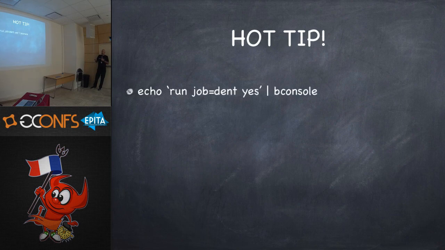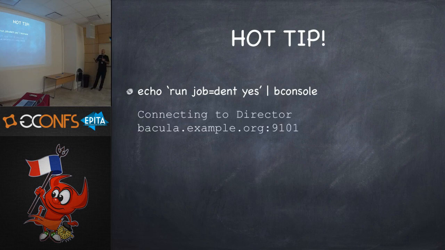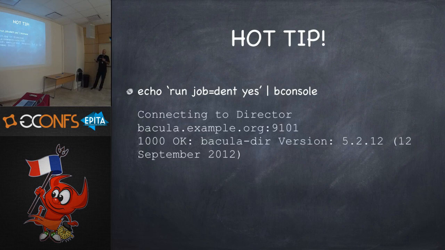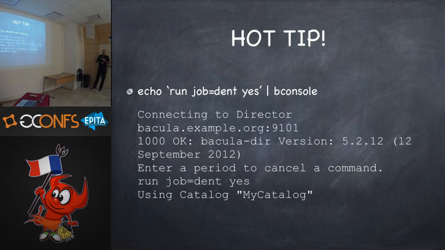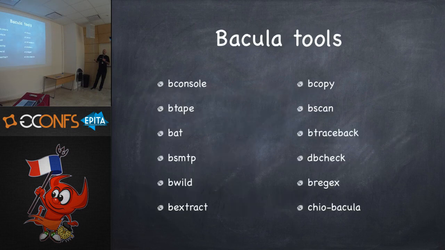Hot tip, there, that's running a job. You can run that on the client, and it pipes it to bconsole, and then it backs up that client. And that yes is just an auto prompt saying, no, I'm not going to prompt you. So that's just an example. Then it'll connect to the director, there's a job being run, it uses that catalog and it's queued, that's it, the job's run. Might take a few hours, but you started it.